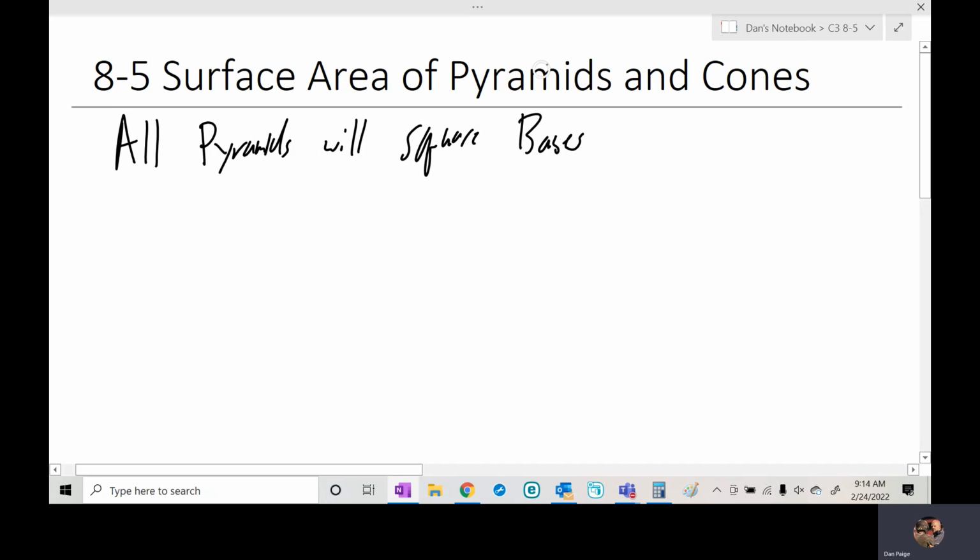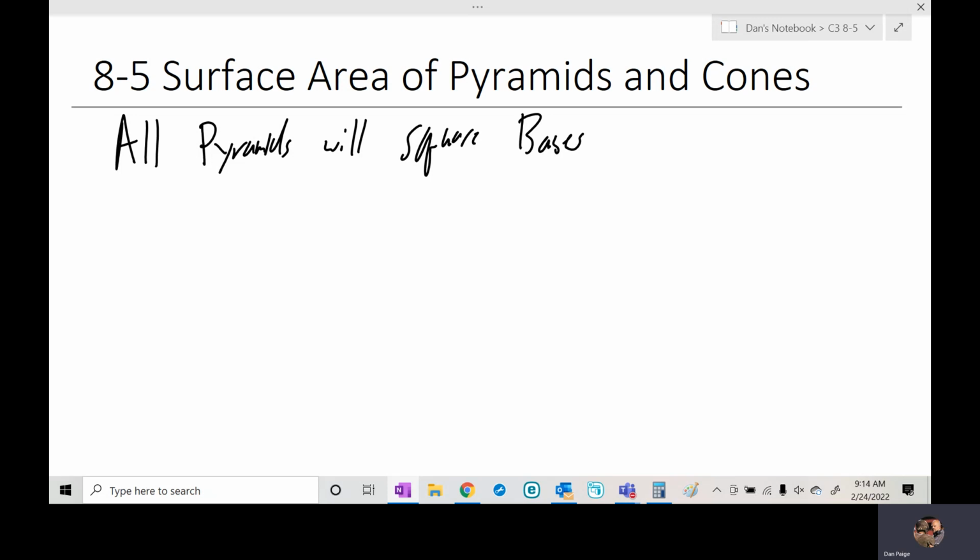Actually, I should have done this first. Pyramids and cones, how many bases are they going to have now? One. So we're doing the surface area of something that only has one base. We are again going to draw the net. These nets, you're going to be able to do on your own. I'm not going to have to draw them for you. They're a whole bunch easier.